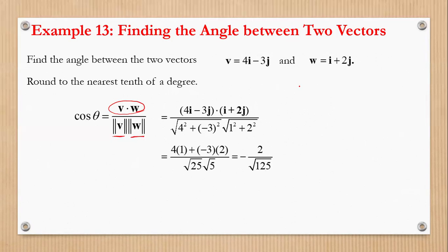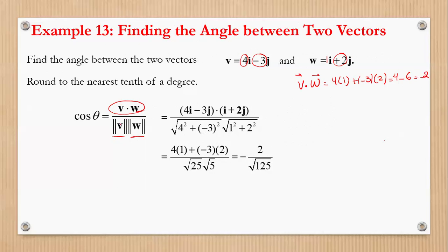We need to find the dot product of v and w first. And we know that the dot product can be found by the first formula by multiplying the corresponding components: 4 times 1, negative 3 times 2, and then add them together. So it's 4 minus 6, which is negative 2. So the numerator is negative 2.